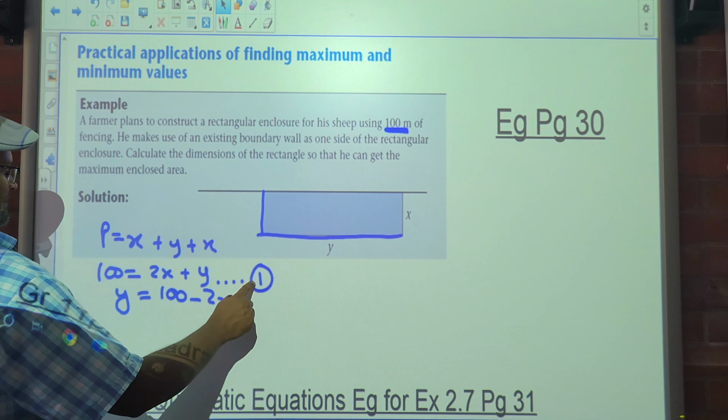But what did they say? They said calculate the dimensions. What are dimensions? Lengths.